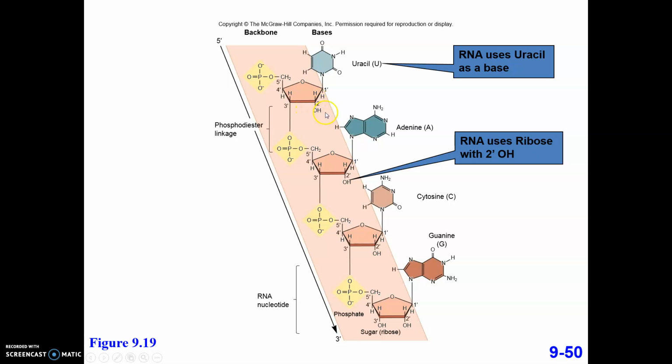This actually destabilizes the RNA and makes it more prone to degradation by high pH. The other thing that we see, which is a major difference, is we have replaced T with U. And again, this largely serves as a marker for the fact that this is RNA, not DNA.